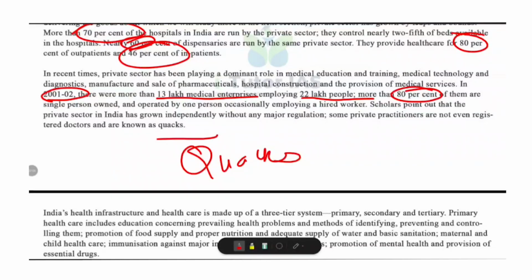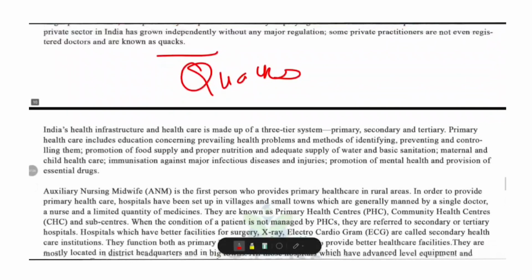Okay. They treat people without proper training, which can be dangerous. So the private health sector in India plays a major role and provides most healthcare services. However, it has issues of quality, affordability and regulation, making it necessary for the government to monitor and ensure safe and fair healthcare for all.